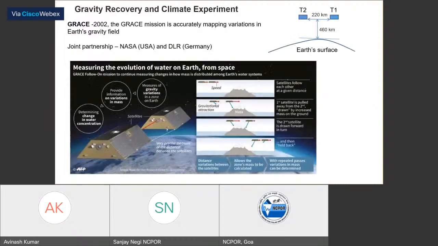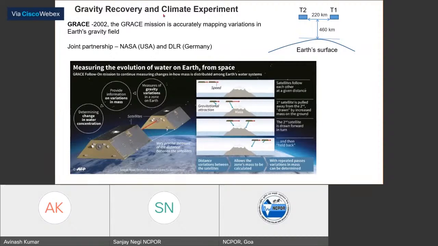Now, coming to the next, how do we actually estimate the geoid or the gravity variations on the Earth? So, the Gravity Recovery and Climate Experiment. This was an experiment under a joint partnership of the USA and Germany, which initiated in 2002, and this mission was to accurately map the variations in the Earth's gravity field.